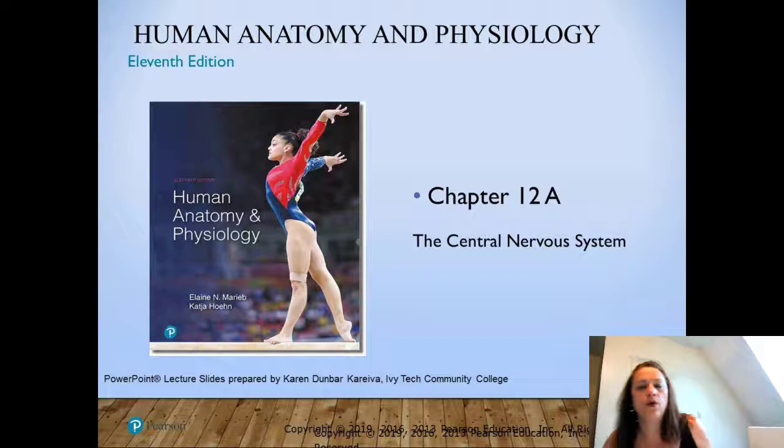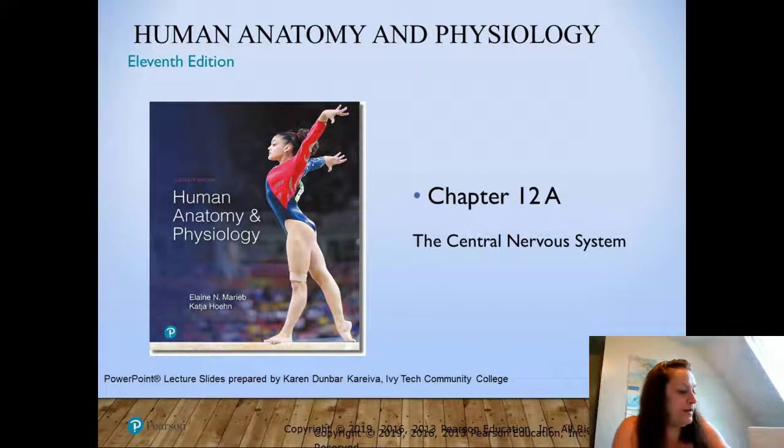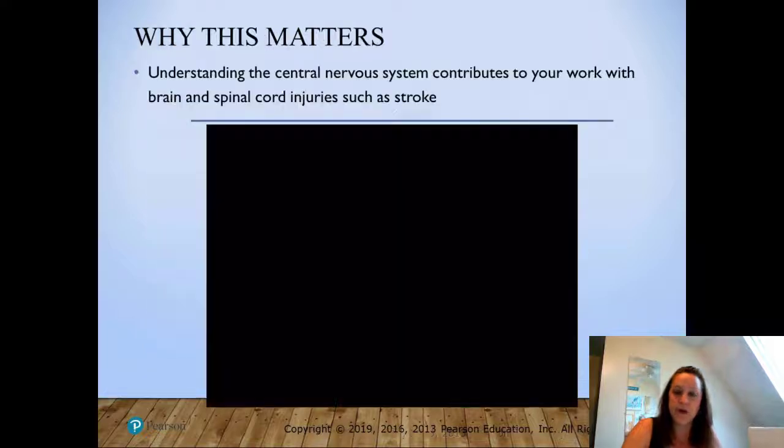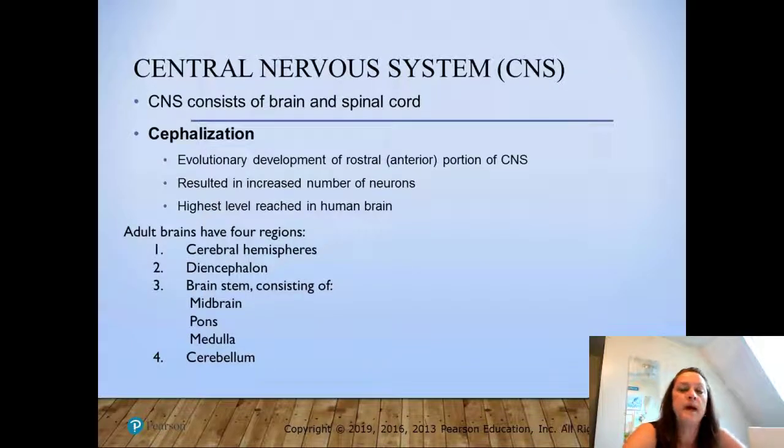Hi, so today we're going to continue with Chapter 12 on the central nervous system. We discussed in Chapter 11 the tissues of the nervous system as well as the different supportive cells, along with the neurons. So now we're going to get into structures of the central nervous system, which is the brain and the spinal cord. So the brain and the spinal cord are the two main organs of the central nervous system.